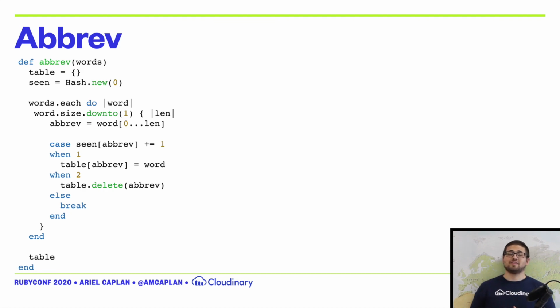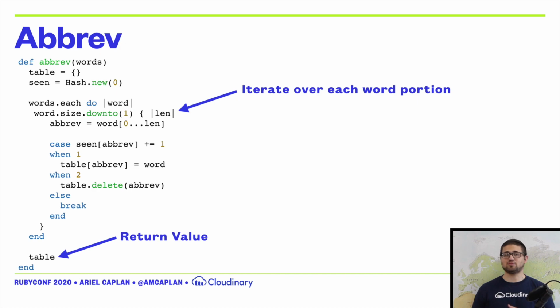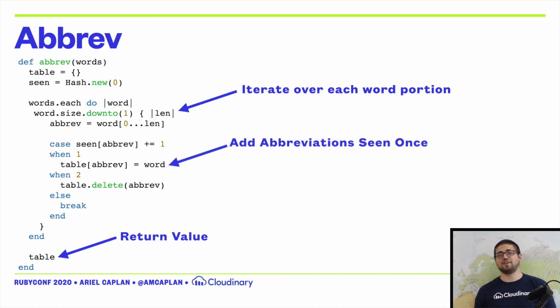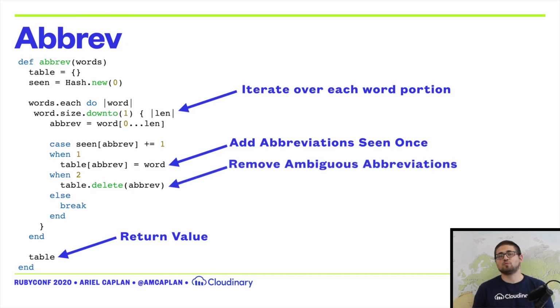So here's the condensed version of the code, and I want to just point out a few things. At the top, you see we've defined two hashes. At the bottom, we're returning our table. That's our return value. We're iterating over each portion of each word. And if we've seen an abbreviation just one time, then we're going to add it to our table. If we've seen it more than once, we're going to delete it from our table. So that's exactly what we saw.